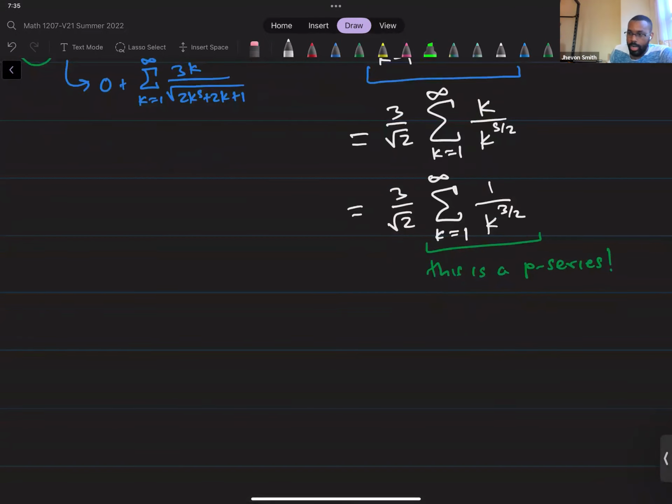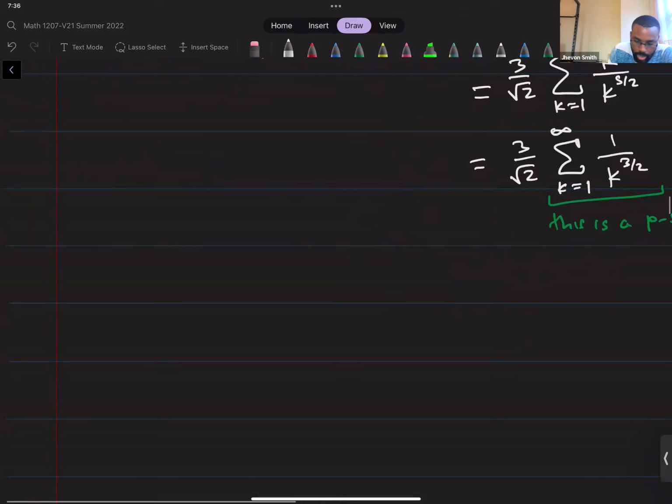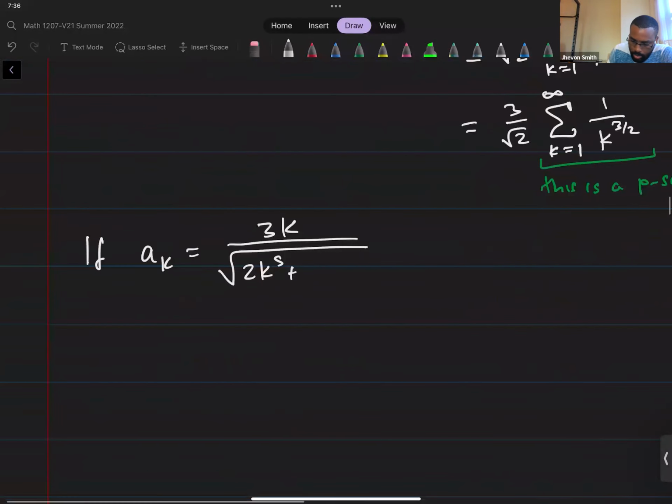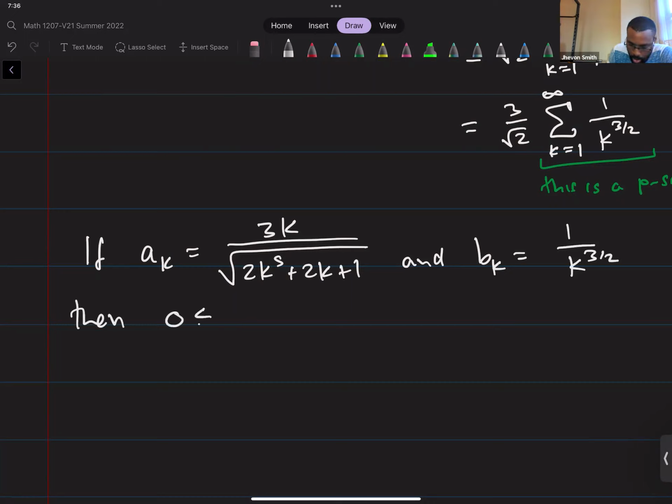So what I can do here is notice that if our a_k is the original guy, this is 2k to the 5th plus 2k plus 1, and I let b_k be this guy, then of course both of these are greater than 0, but a_k is actually less than or equal to b_k. How do I know that? Because I got this one by getting rid of this denominator here.